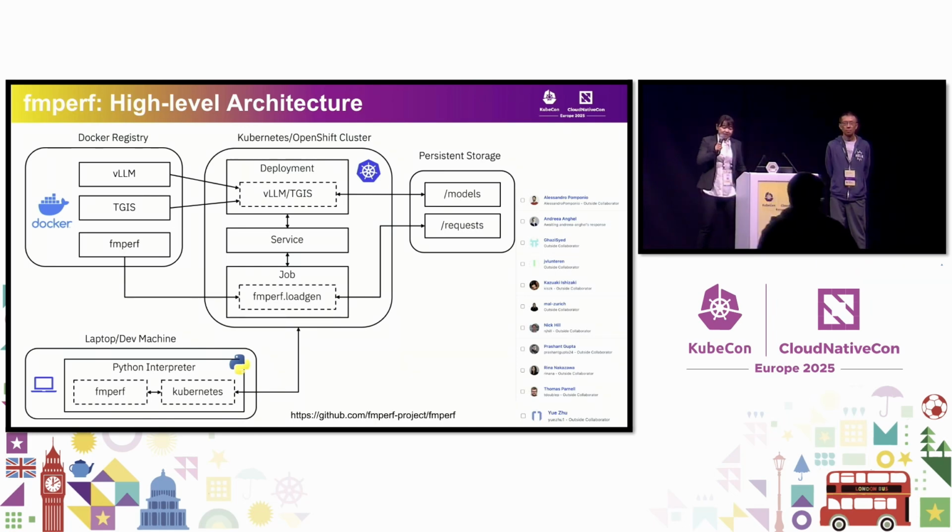So here is a list of initial contributors from IBM Research. I really want to thank them. I'm one of the first adopters of this Fmperf library. It helps me a lot in terms of benchmarking performance across different hardware servers and different versions of the servers for optimizations.